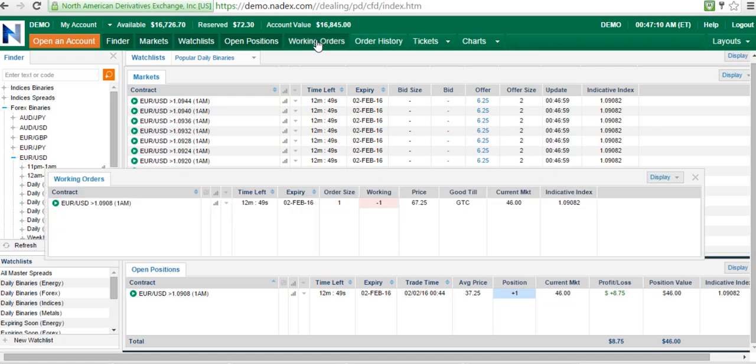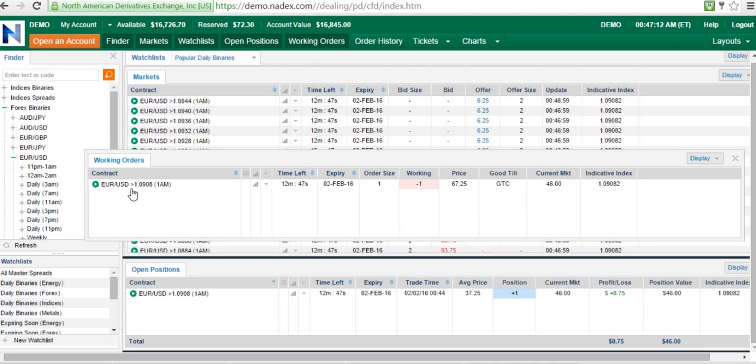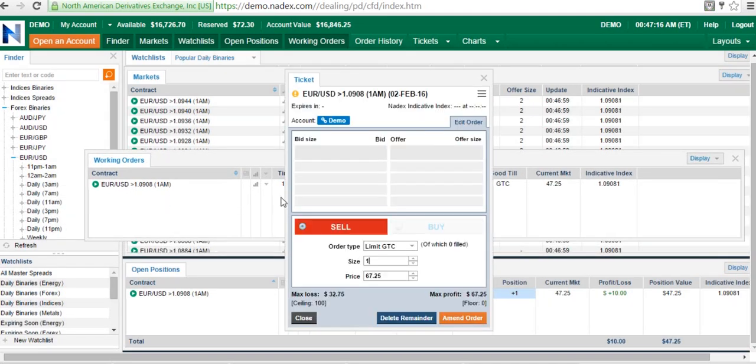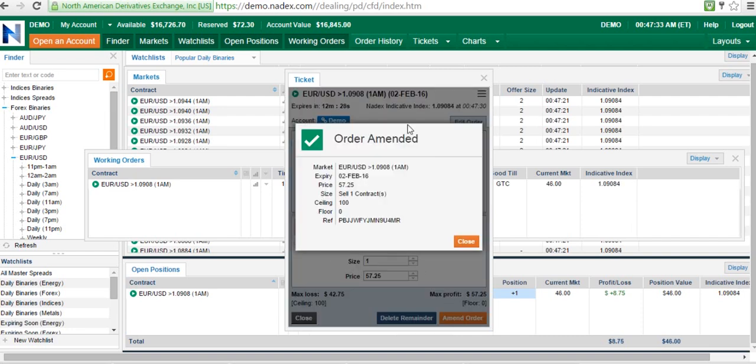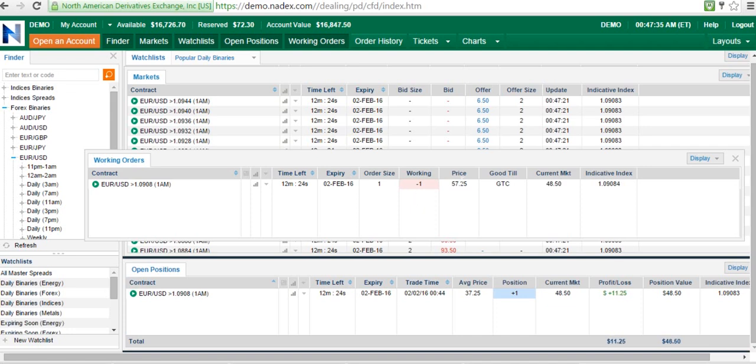Okay, so if I want to go up here and cancel this working order for whatever reason or amend it, I just click it and it opens up. I can amend the order, meaning I can go ahead and change it to something different, a different price, and then hit amend and it'll stay working in there. For example, if I say, all right, let me change it to 57.25, amend the order. Okay, now the working order is sitting in there for 57.25.